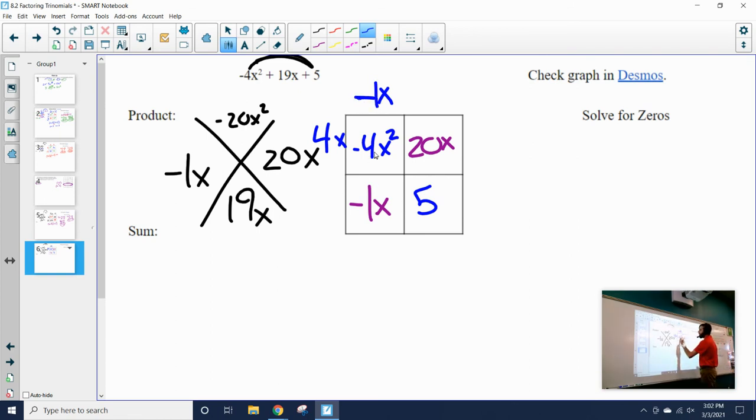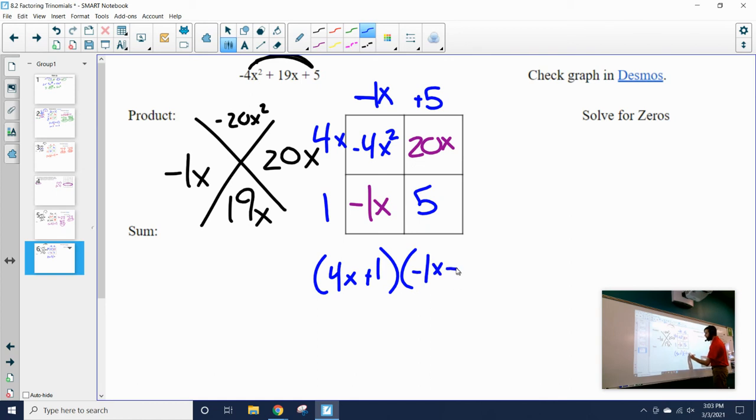So negative 1 times 4x should give me negative 4x squared. Negative 1 times what gives me negative 1x? Well, negative 1 times 1. 4 times what gives me 20x? 4 times 5. And then 1 times 5 gives me 5. So my two factors are 4x plus 1, and my other factor is negative 1x plus 5.